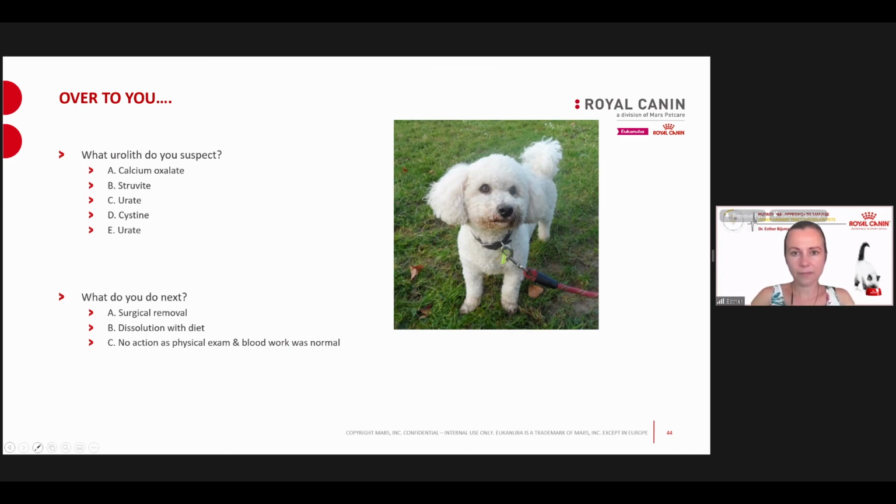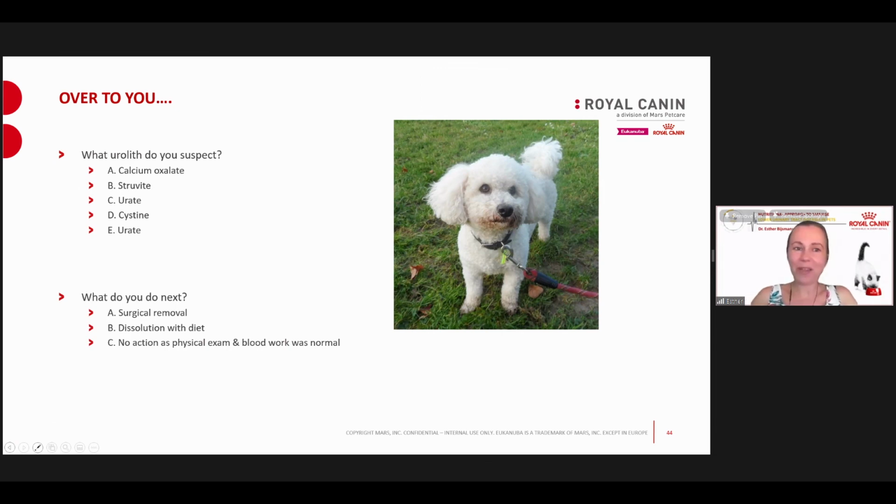And the subsequent question is how you will approach this particular case. So first we will see what is actually the type of urolith, and then we will take the second question. Over to Esther. Okay, yeah, so I see I made a mistake because I put urate on there twice. So I think that gave it away that the answer is not urate.